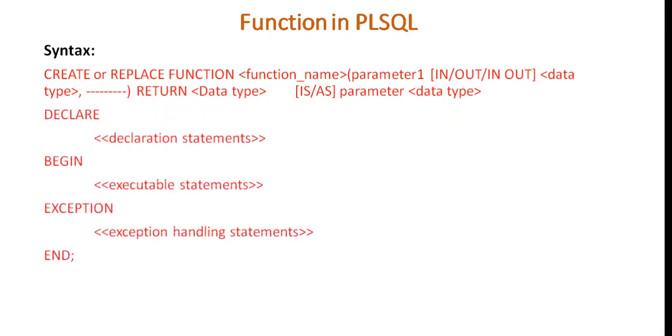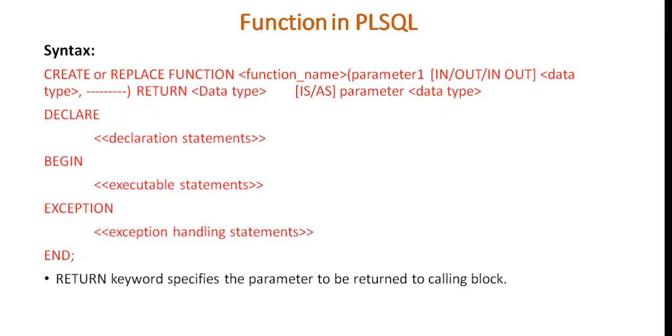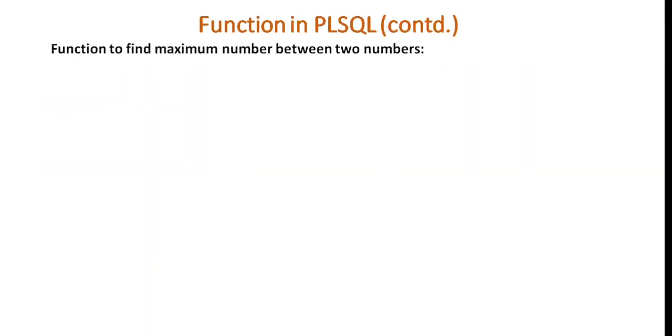Then we have declare, that is a body of function which consists of again 3 blocks: declare, begin and exception. Okay, here return keyword specifies the parameter to be returned to the calling block. In procedure, if we want to return any value, then we use out keyword. In function, if we want to return some value, then we use return keyword.